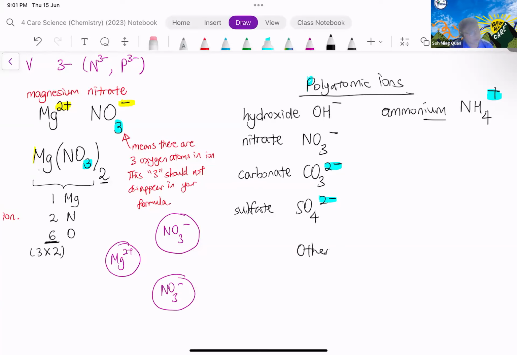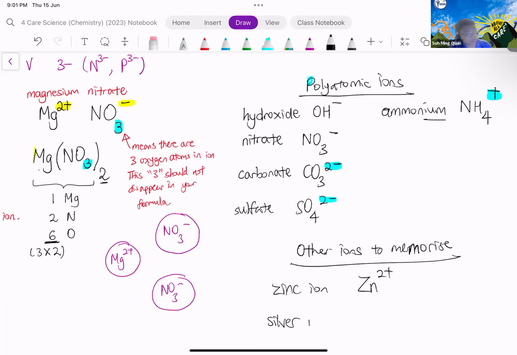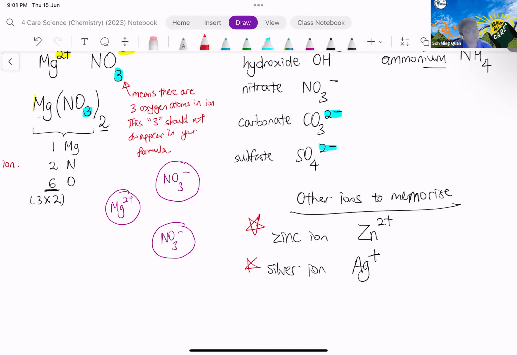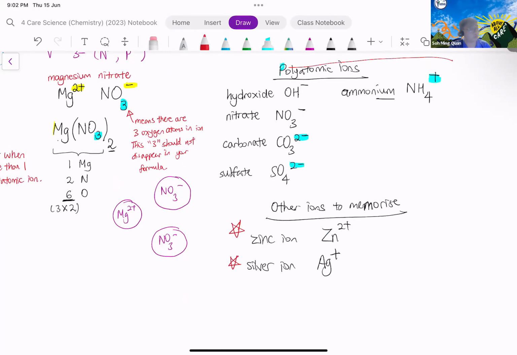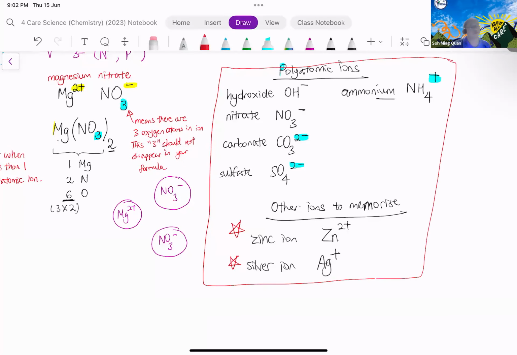Now, other ions to memorize. So the other ions are not polyatomic. The other ions to memorize are zinc. Zinc is Zn2 plus. Silver, Ag plus. So this is crucial to know. So these must be memorized. Okay, so in short, this list must be memorized. Okay, so we have just finished ionic compounds involving polyatomic ions.